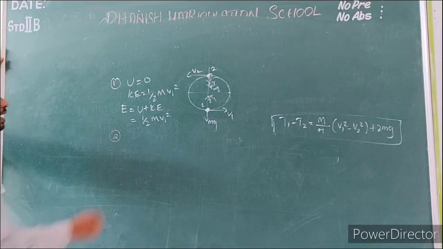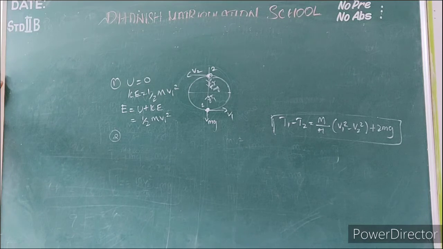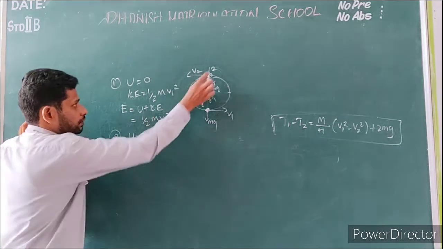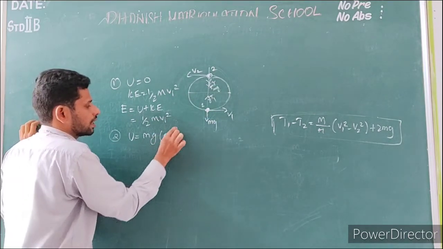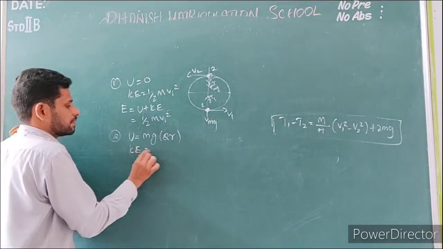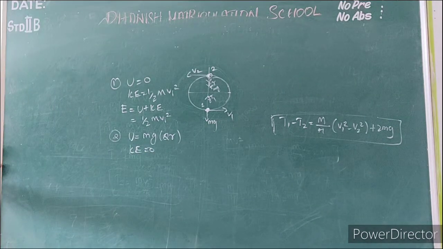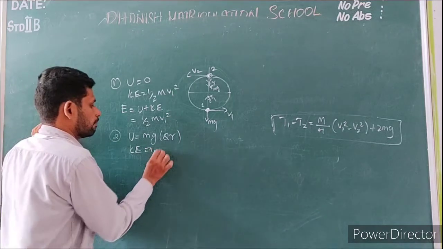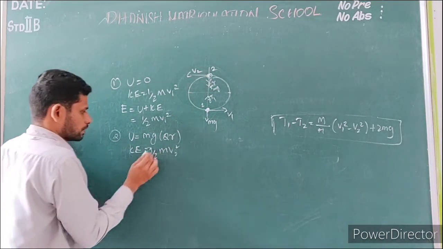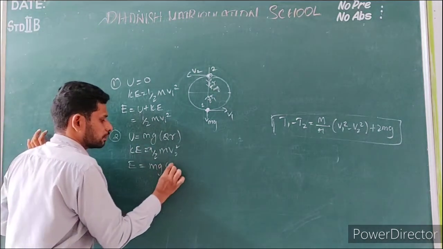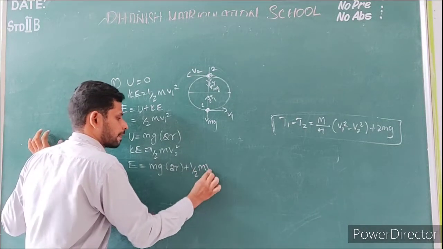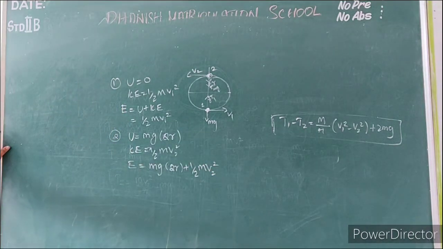At point 2, at the top, potential energy at point 2 is mg h, where h is r plus r, so it is 2r. So potential energy is mg 2r. Kinetic energy also will be there, 1 by 2 m v2 square, because v2 is there, right? So the total energy E2 will be equal to mg 2r plus 1 by 2 m v2 square.